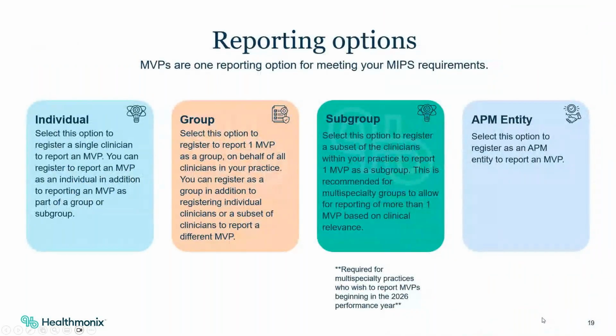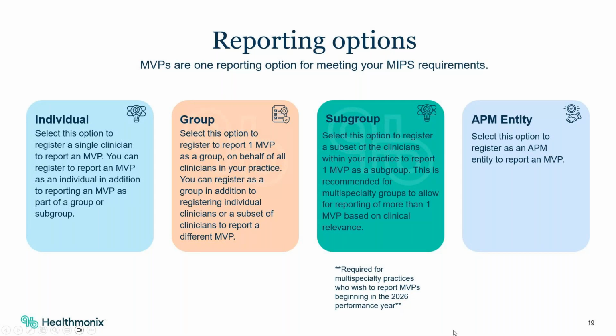So I mentioned much earlier the different reporting options that we have. MVPs are one reporting option for meeting your MIPS requirements. All right, so you could do MVPs or you could do traditional MIPS for the most part. That's what most people on this call are going to be able to do. But inside of MVPs, right? So now we're going to look away from traditional MIPS and look just inside MVPs. How can I report MVPs?